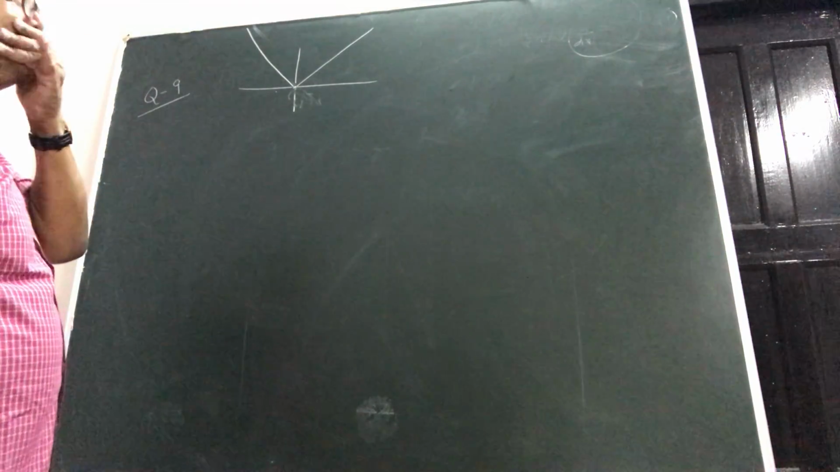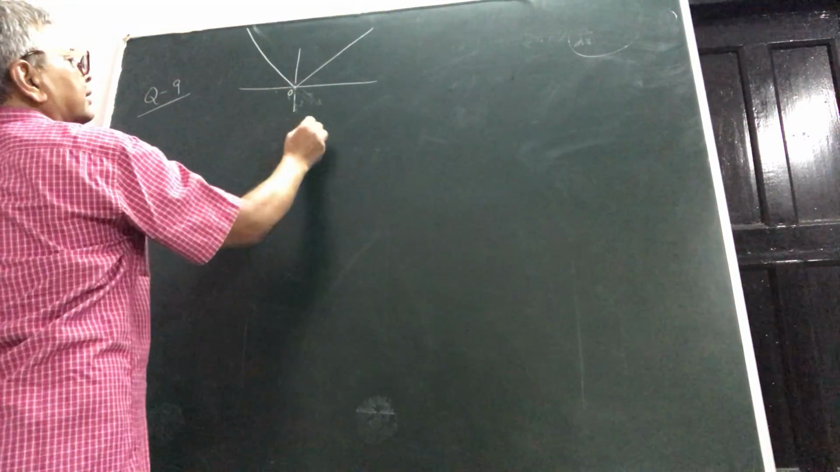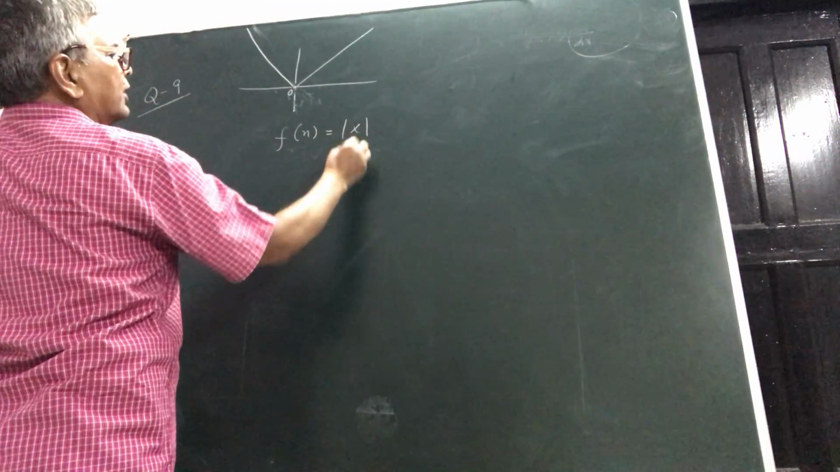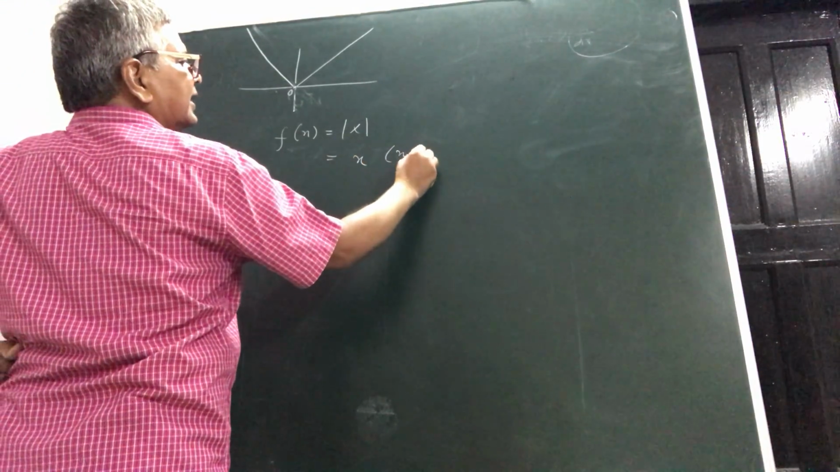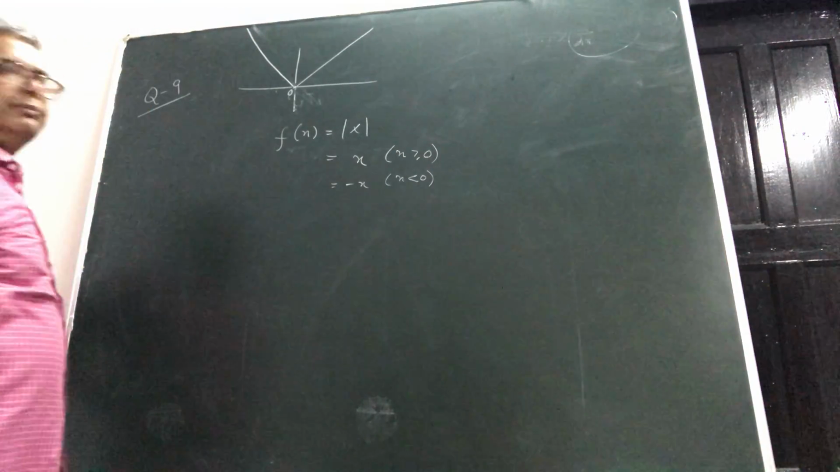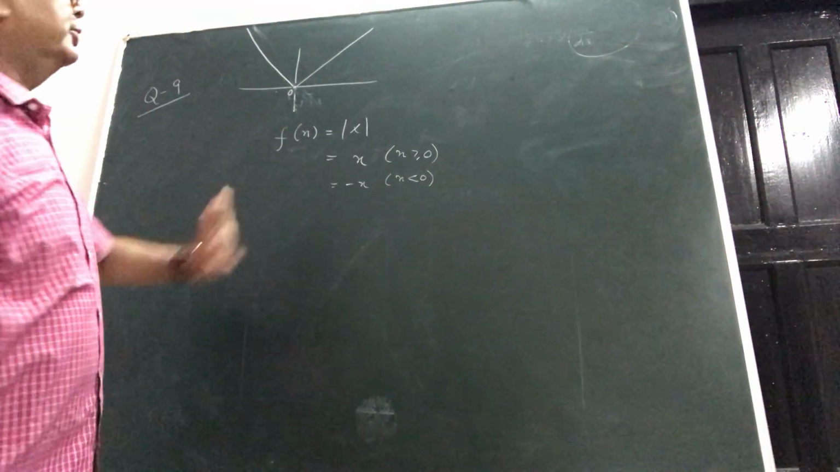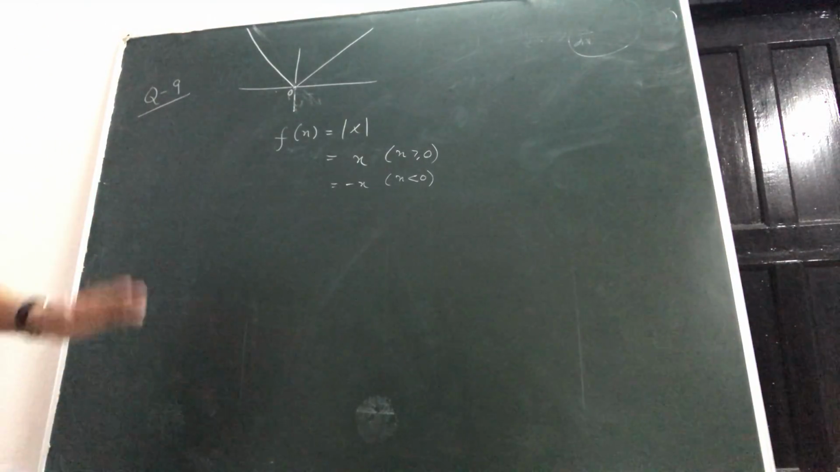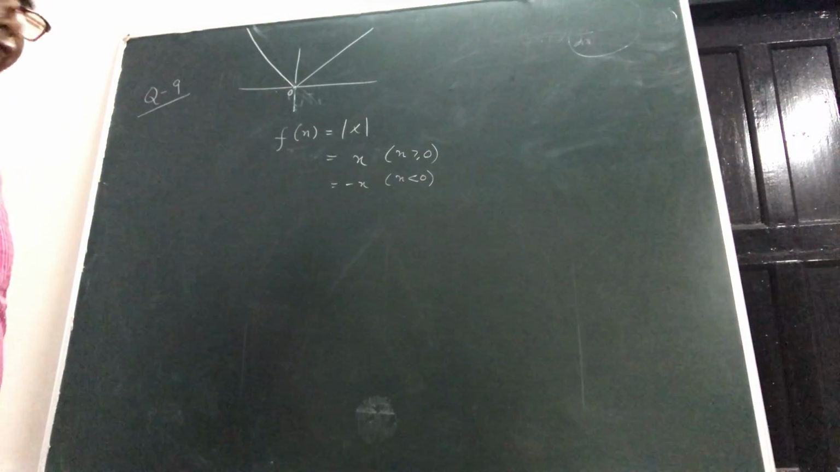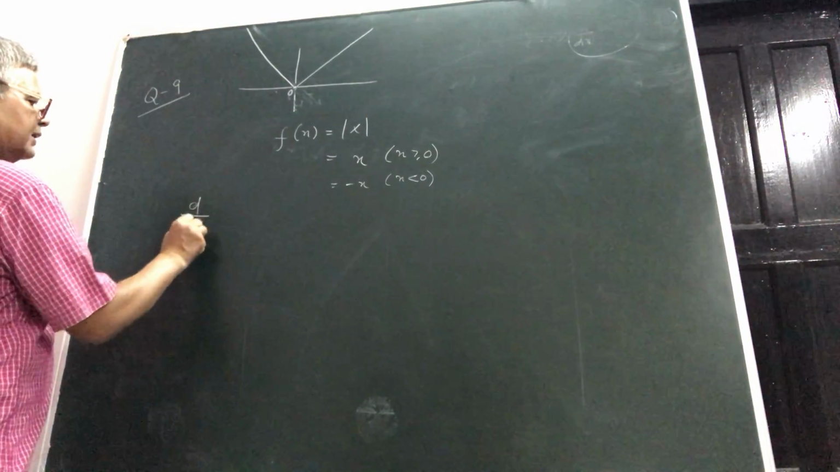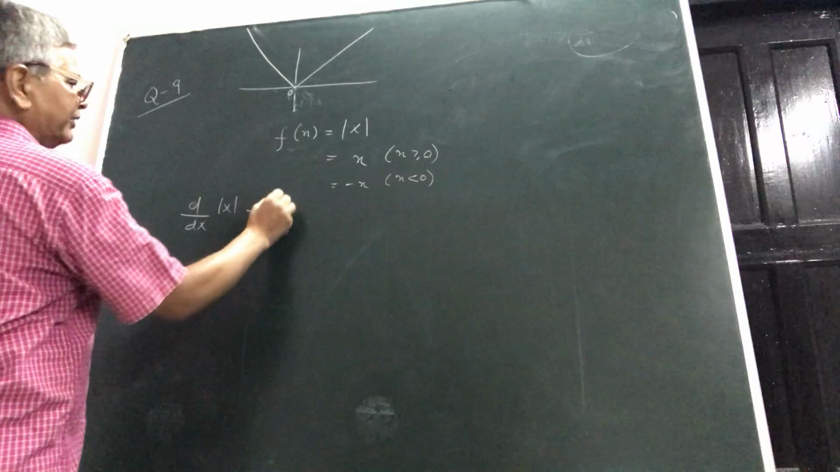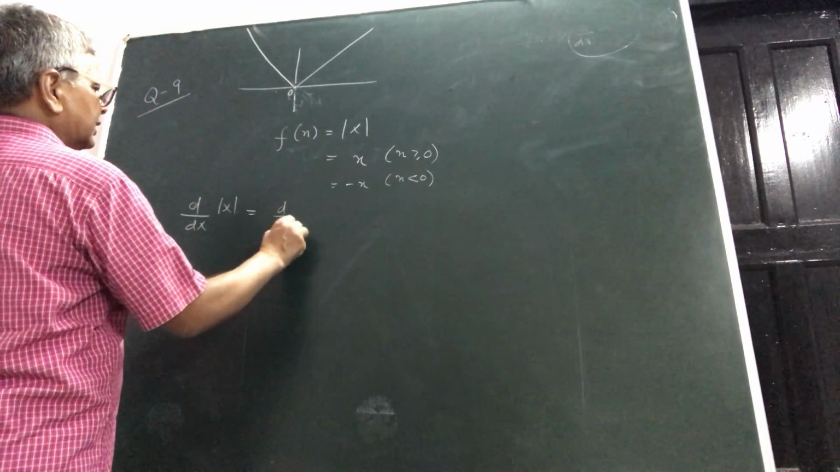Now this point 0, this function is your modulus function. Very easy. You can write modulus x as x if x is greater than or equal to 0, and minus x if x is less than 0. Now I have to show why. I will show both ways, geometrically and through the definition of the function. Let us find d by dx of this by definition, at 0.